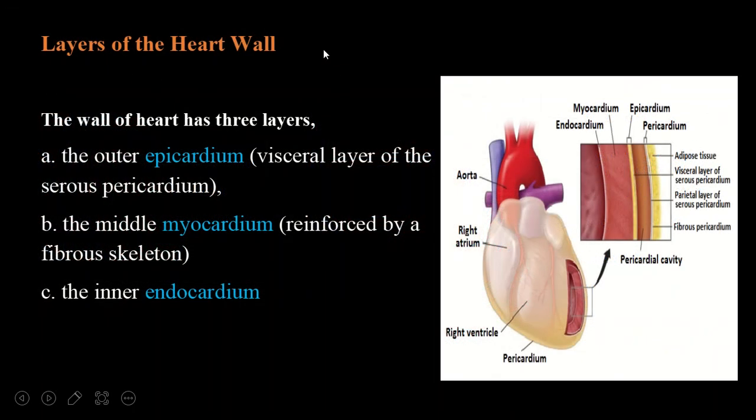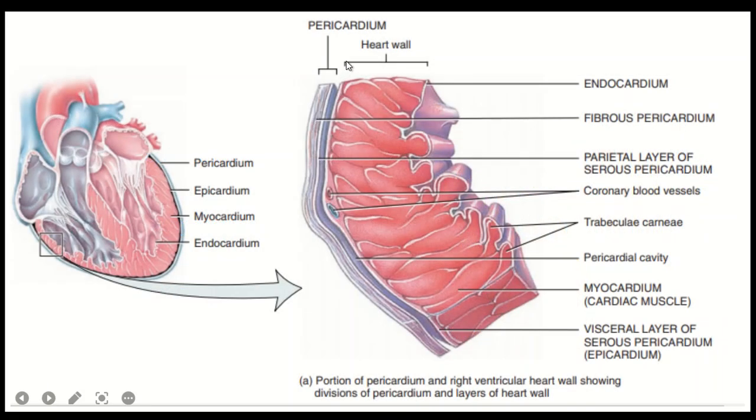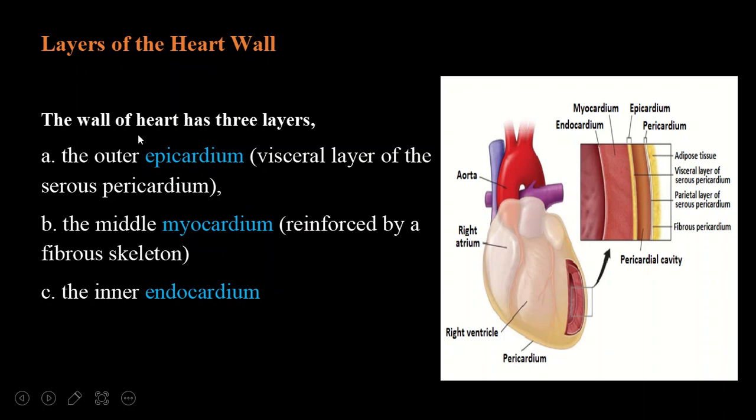So the layers of the heart wall, we have 3: the epicardium, myocardium, and the endocardium. As you can see here, this is the heart wall, which includes the epicardium, myocardium, and the endocardium. The pericardium does not belong. So the wall of the heart has 3 layers. The outer layer, this one, is the epicardium. It is a visceral layer of the serous pericardium.